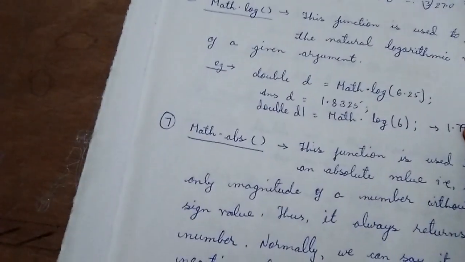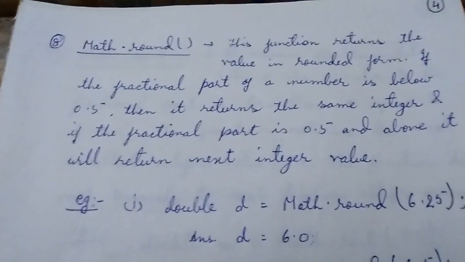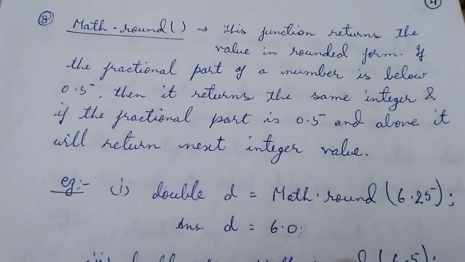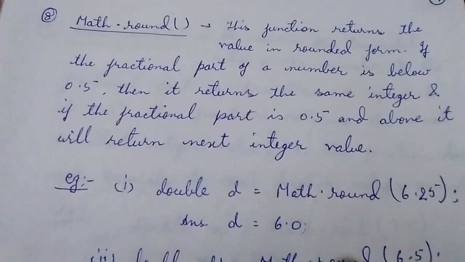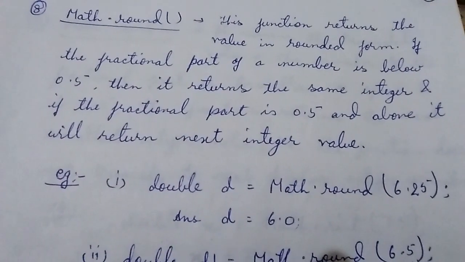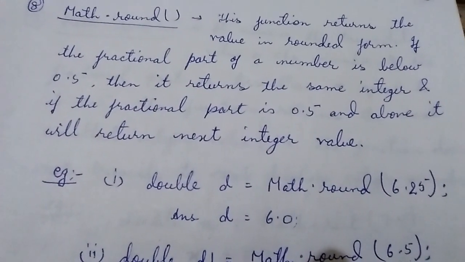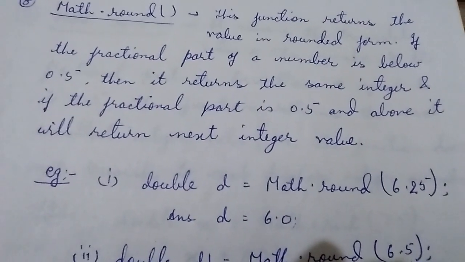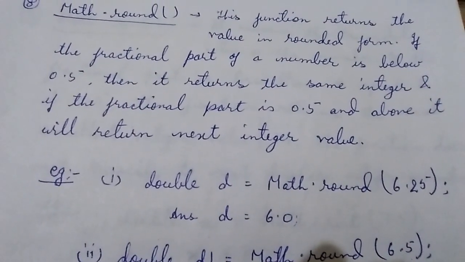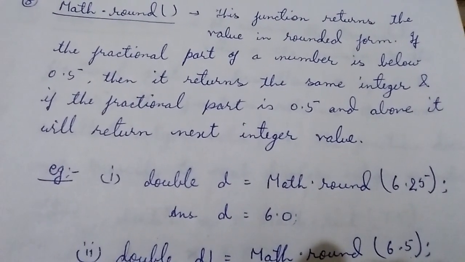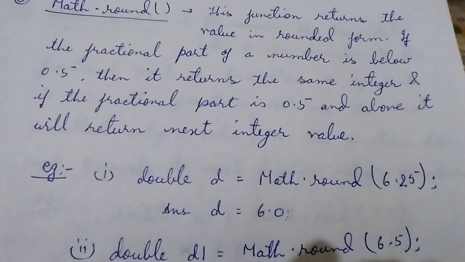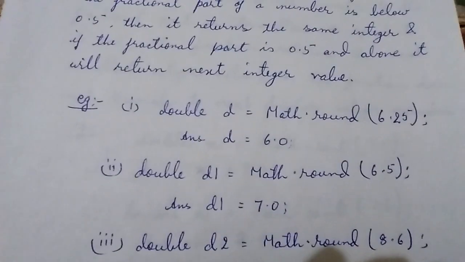The next function that we see is Math.round, a very important function. This function returns the value in rounded form. If the fractional part of a number is below 0.5, then it returns the same integer. And if the fractional part is 0.5 and above, then it returns the next higher integer value. Let us see the example.